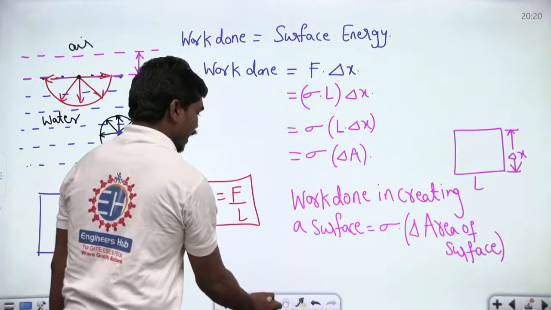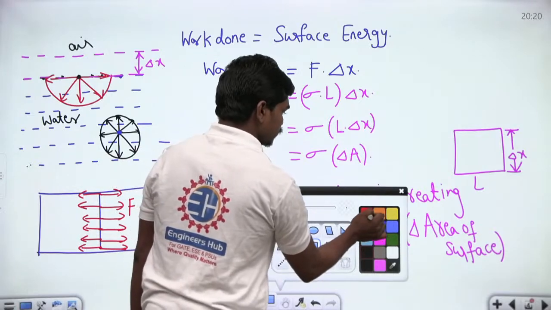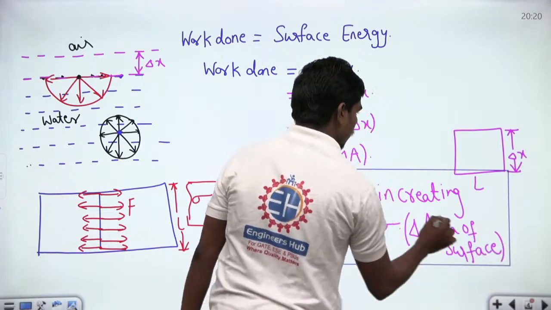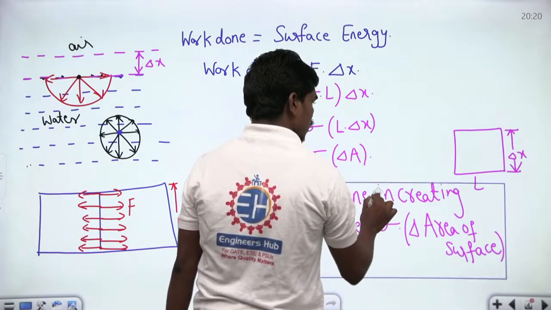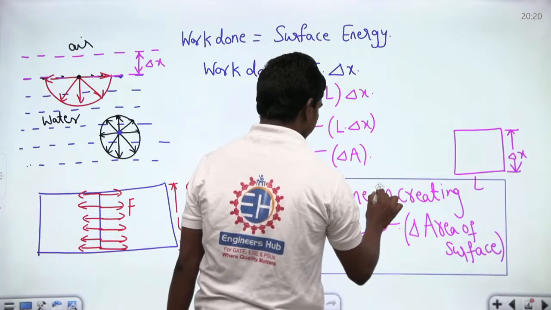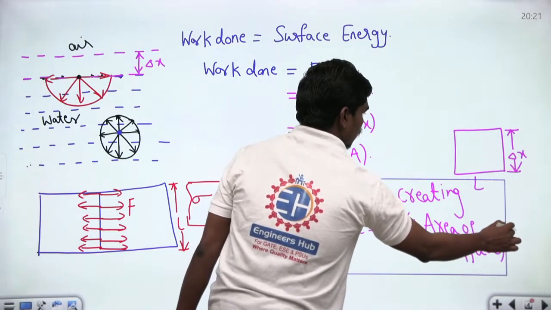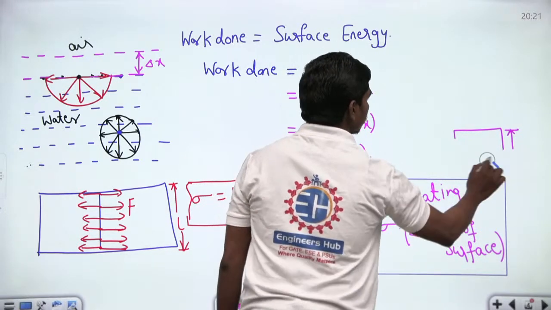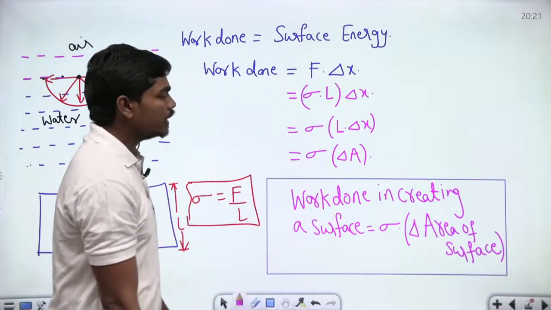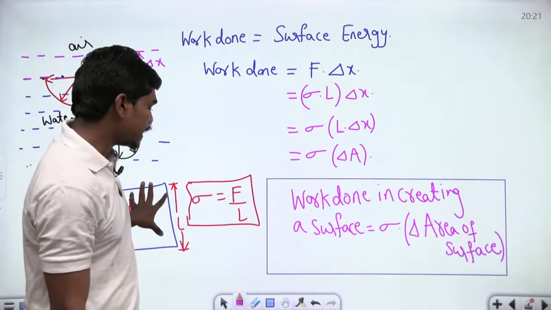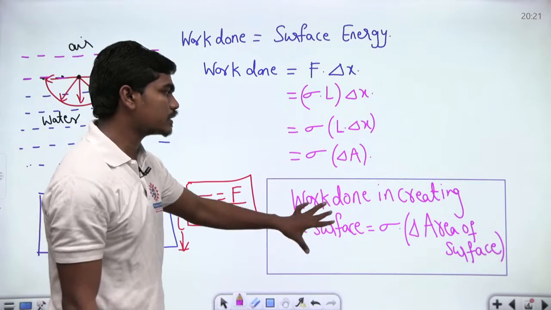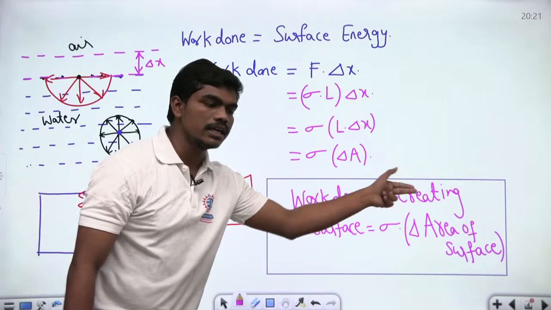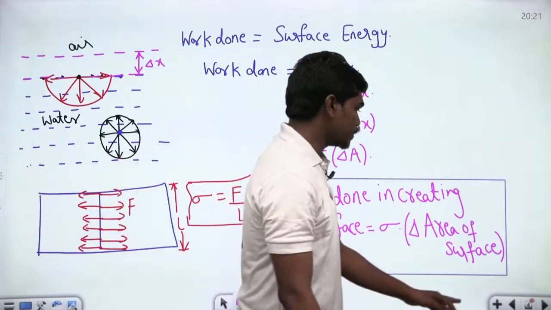Okay, so this is what we have. So let us highlight this point a bit. Fine. So let us try this particular block here. Now you got the idea. So this L into delta x, this L is of course the top view of this. So this is the work that you require in creating a surface whose change in area is delta A, the change in area of the surface. Okay, so this is what we have.